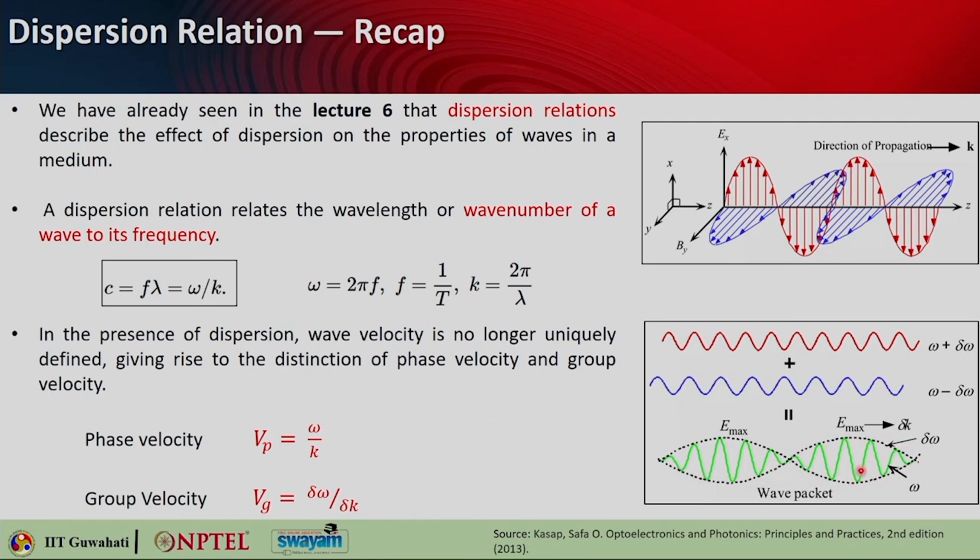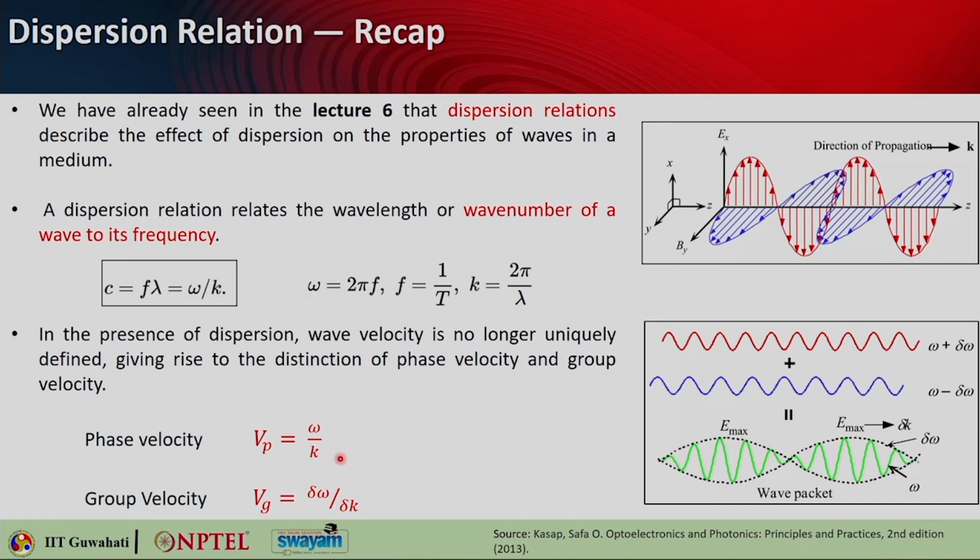Okay, so this is the wave packet, and the velocity with which this wave packet is traveling is the group velocity, that is dou omega over dou k, whereas the individual frequency component will go along this path. That is the phase velocity, omega by k.